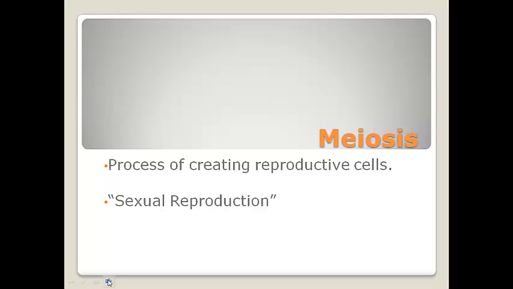So this you want to write down in your notebook. Meiosis is the heading for this podcast. And the definition of meiosis is a process for creating reproductive cells. So the cells that organisms use to have offspring are created in a process called meiosis.